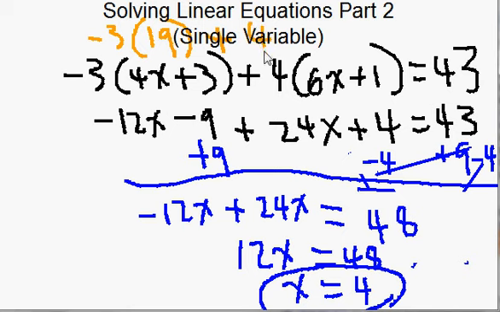Plus 4 times, okay, 6 times 4 is 24, plus 1 is 25. The question is, does that equal 43? Ooh, what do you think? Is it going to equal? Negative 3 times 19, I think that's negative 57. And then I've got 100 over here.